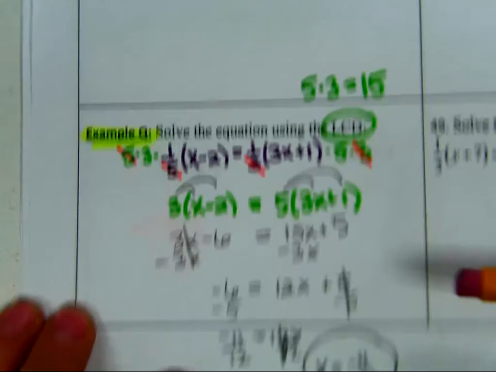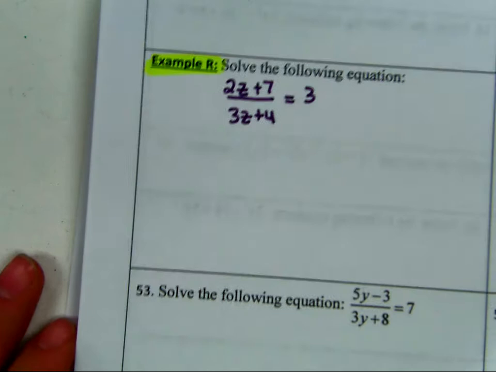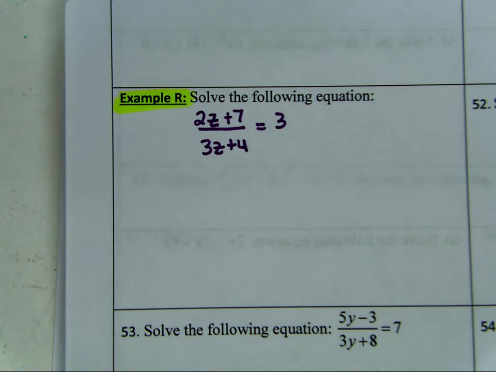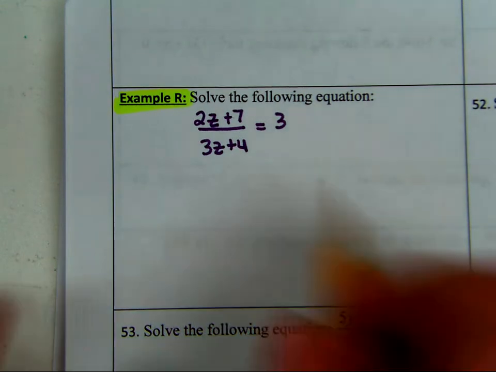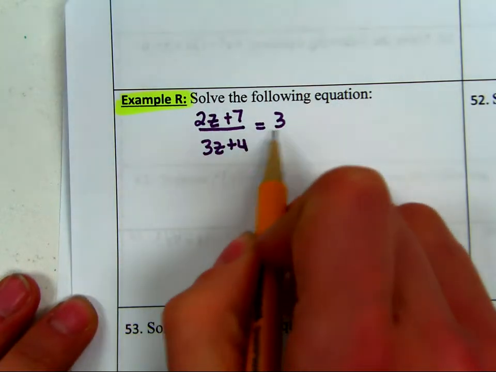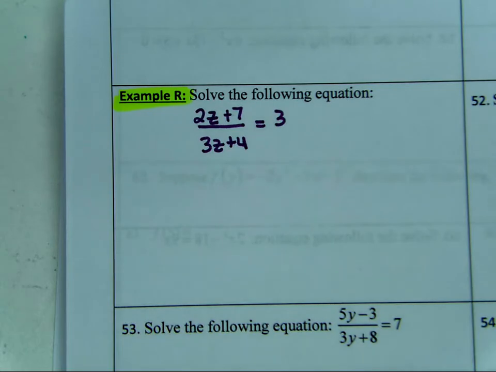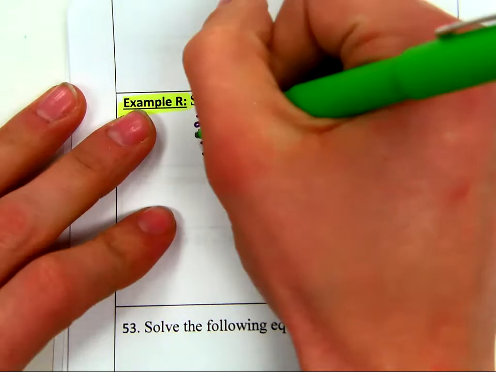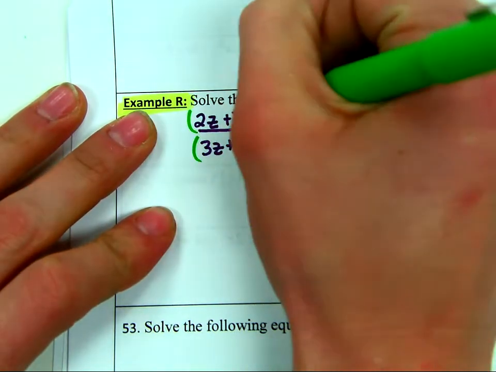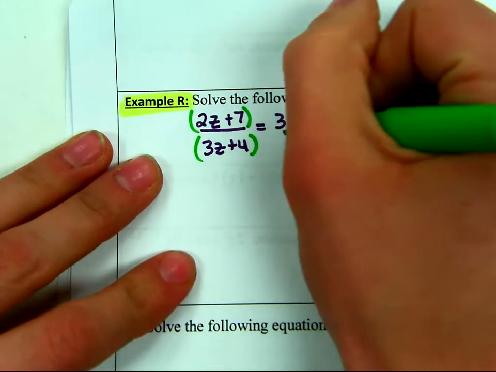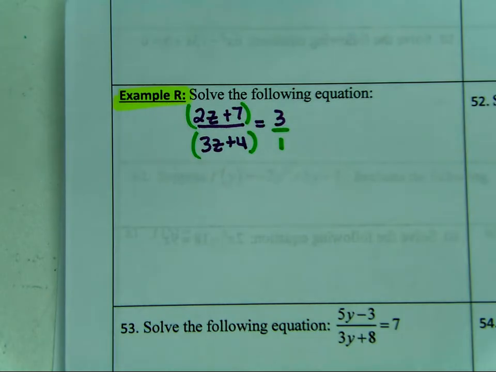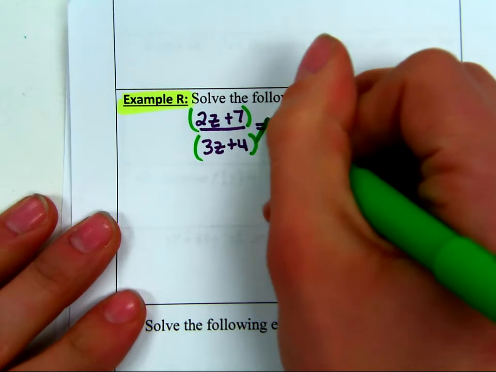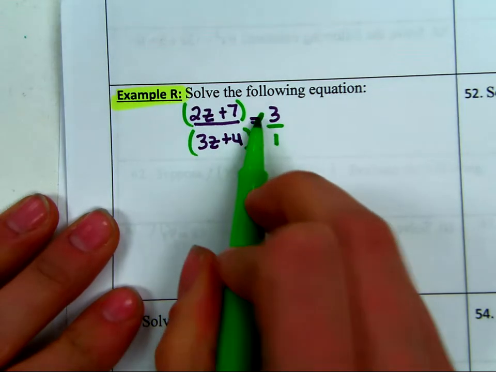All right, moving on. Example R, it says solve the following equation. I think it's kind of hard because this side is a fraction and this one isn't. So usually I try to get rid of the fraction by cross multiplying. Before I do this, I'm going to put both of these in parentheses. They're a quantity. They need to hang together. And I'm also going to put this 3 over 1. You can put any number over 1 and it doesn't change the value. So if we cross multiply, we can cross multiply because there's an equal sign there.